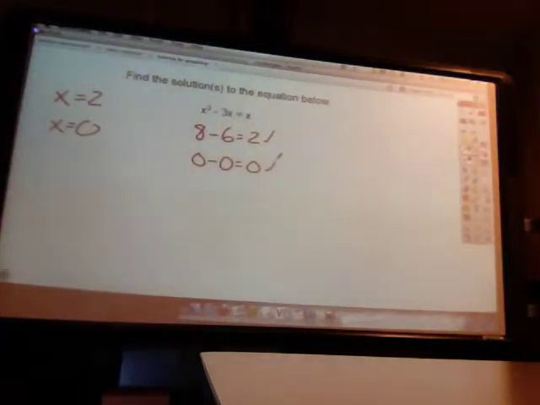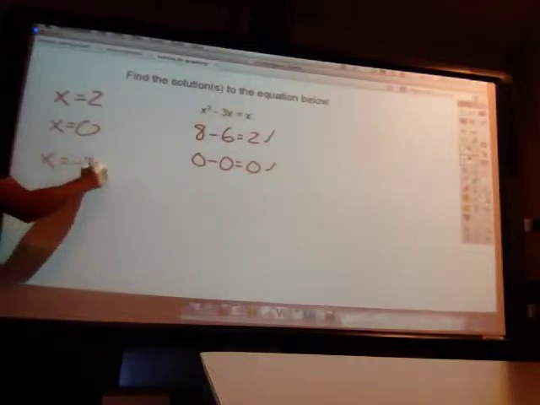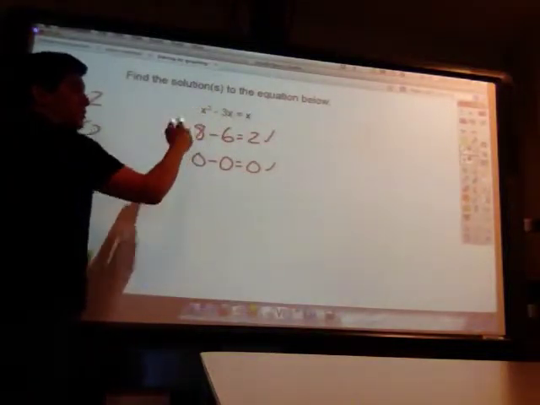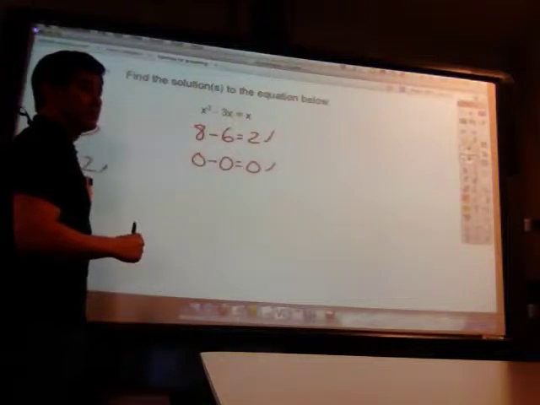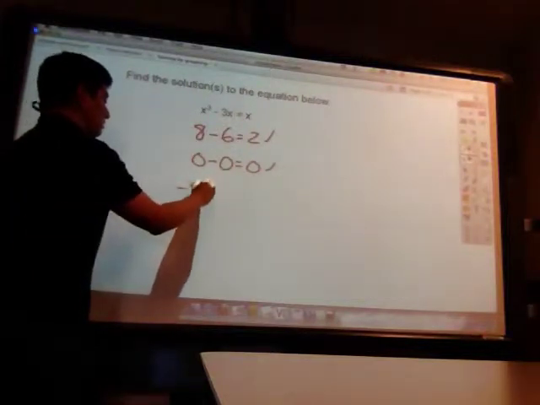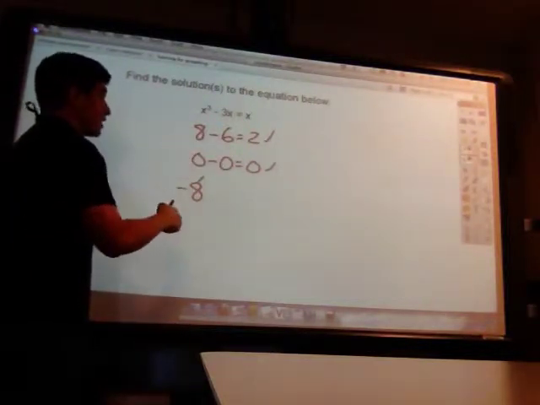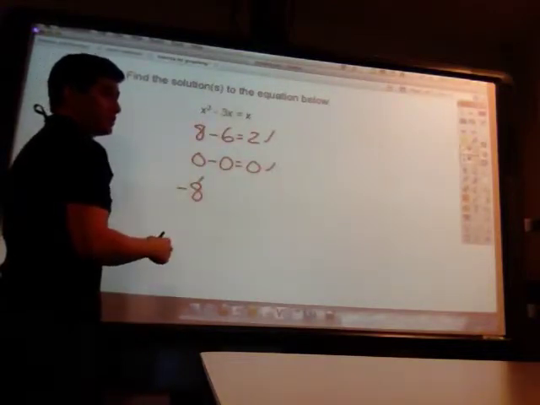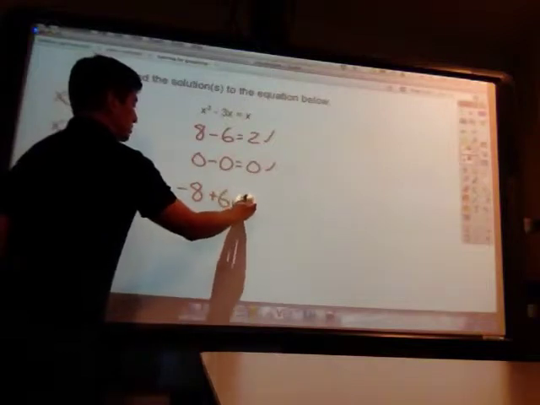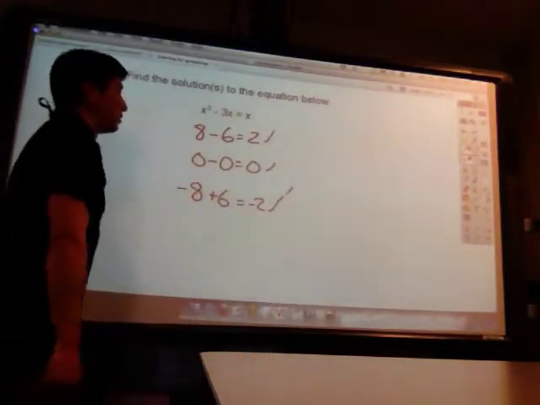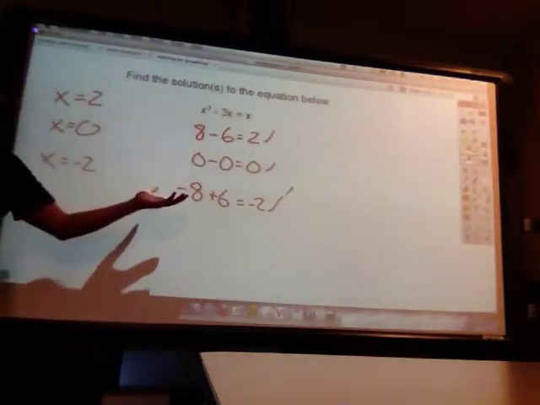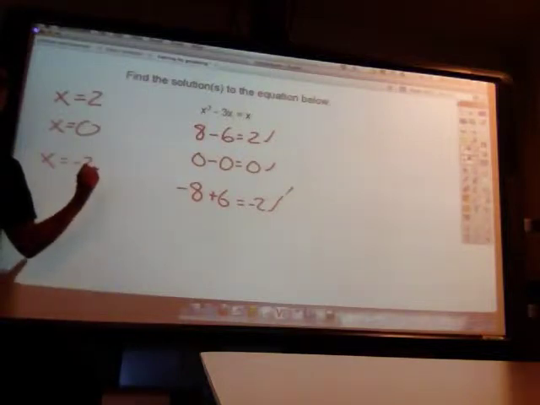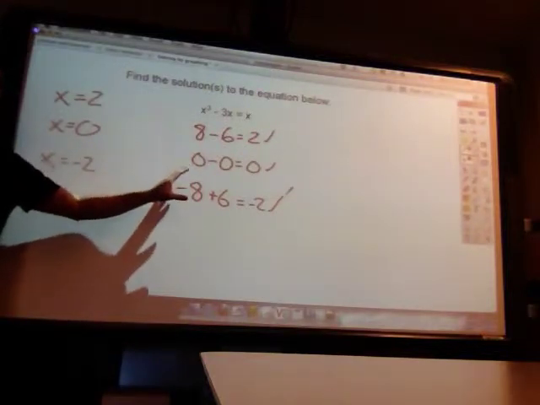x equals negative 2. All right, let's try that. Now be careful here. Negative 2 to the third power? Negative 8. The first two negatives cancel, but then there's the third negative. Minus 3 times negative 2 is plus 6, so negative 8 plus 6 equals negative 2. So 3 answers for one problem, which means we cannot solve this the typical way we're used to.